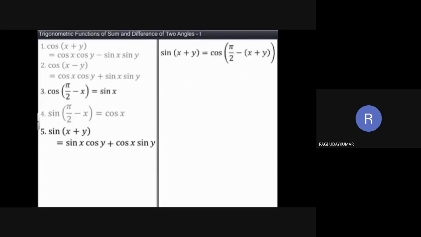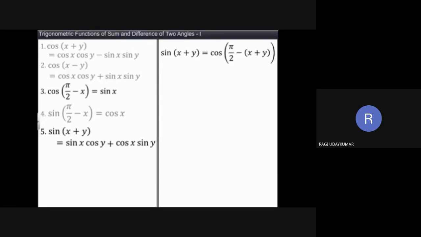So how do you prove this one? Let us see here. Sin x plus y can be written as cos pi by 2 minus x. If you observe properly here, this is cos pi by 2 minus x. Cos pi by 2 minus x equal to sin x is the third one you see. There it is already given that cos pi by 2 minus x, substitute x plus y in place of x. You are going to get this one only, right? Isn't it? Did you understand this? In the third formula, take x plus y in place of x.